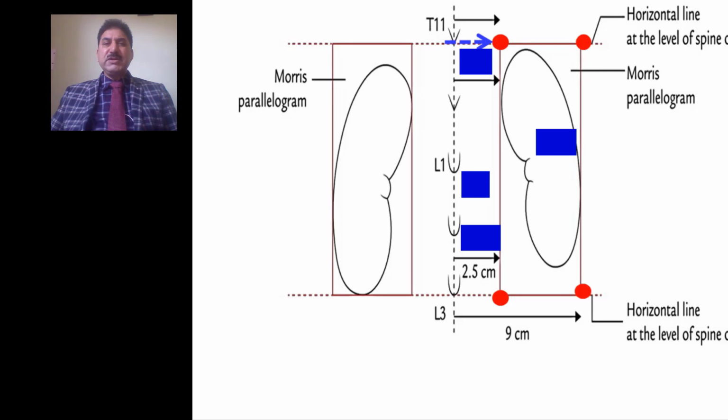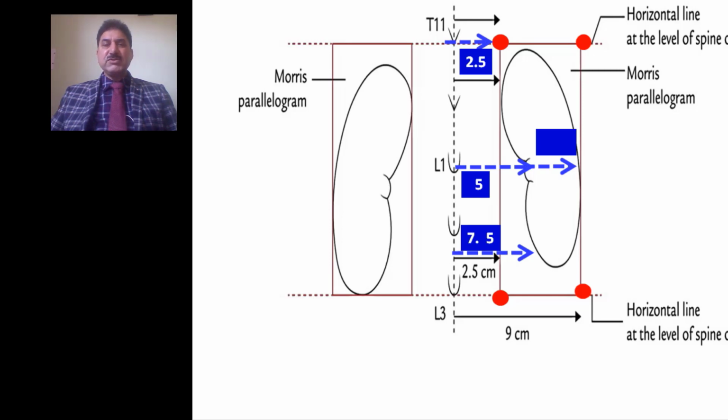Middle border of the kidney is drawn by taking a point at the level of T11, 2.5 centimeters from midline. Another point is drawn at the level of L1, 5 centimeters from the spine of L1, and a third point is taken at the level of L3, 7.5 centimeters from L3. By joining these 3 points, we get the medial border of the kidney.